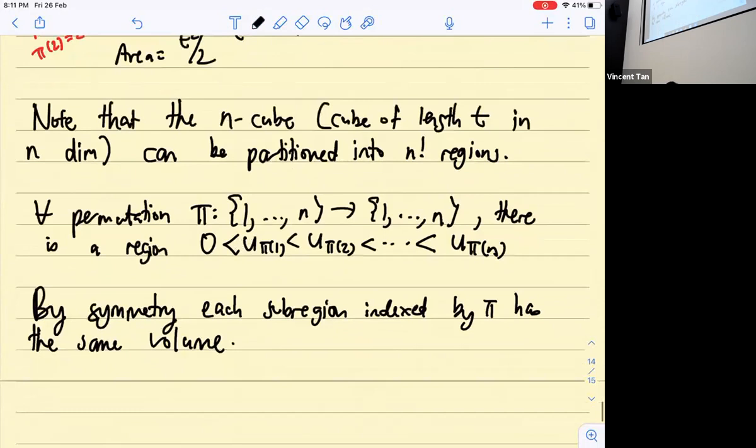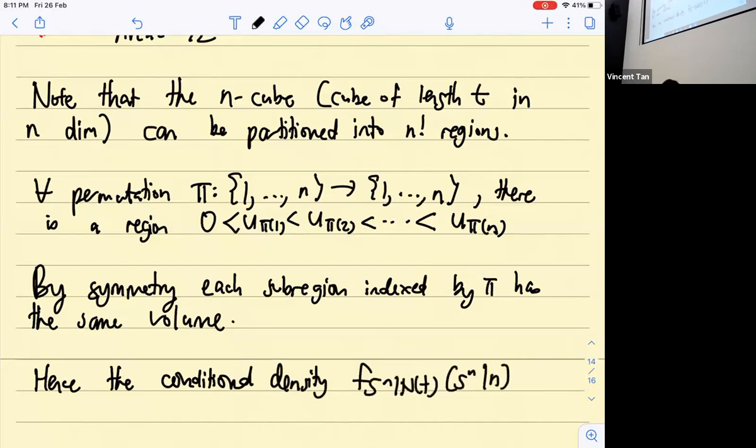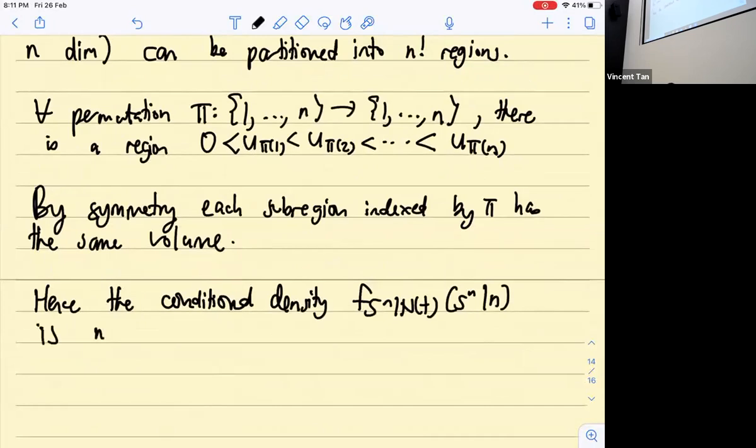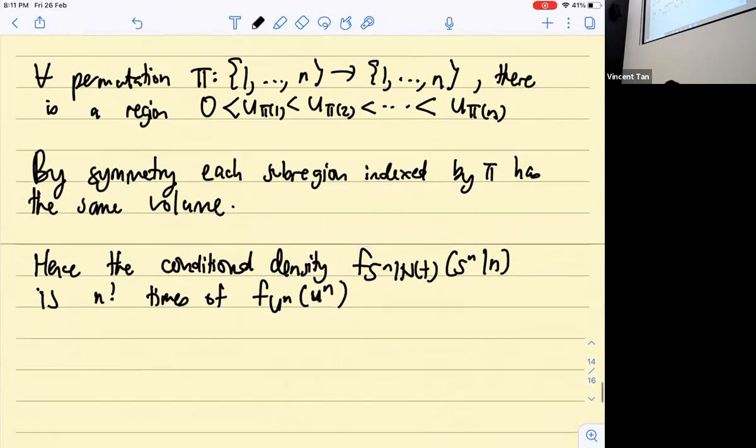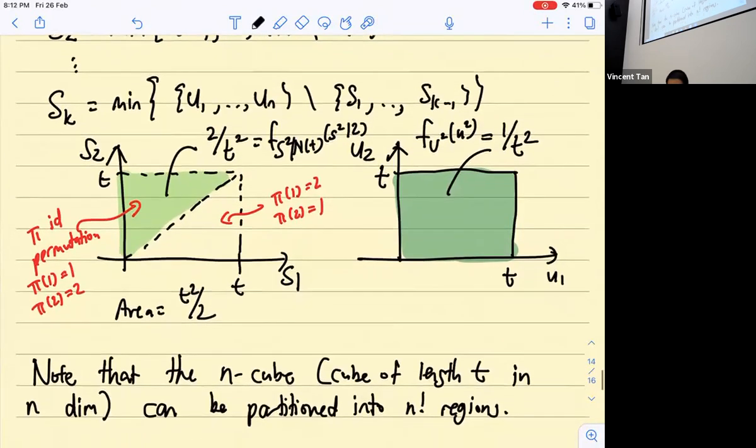Hence the density, the conditional density. This is another way of looking at the conditional density. f of S_n given N_t, S_n given n, must be n factorial times the density of the U process. So that's another interpretation of conditional arrival densities.